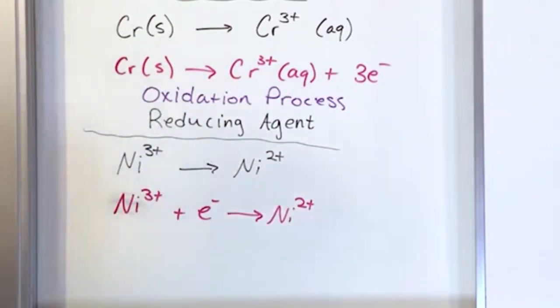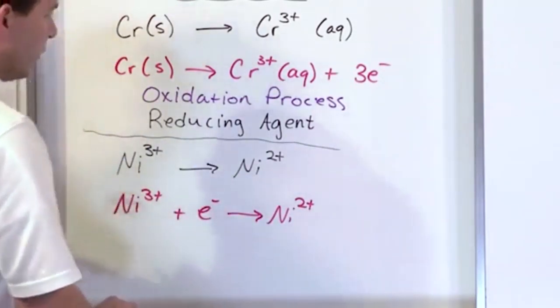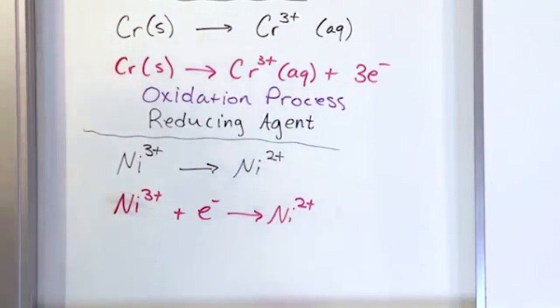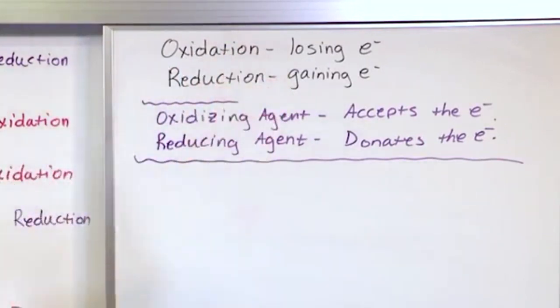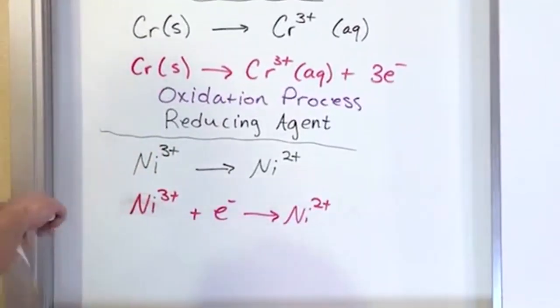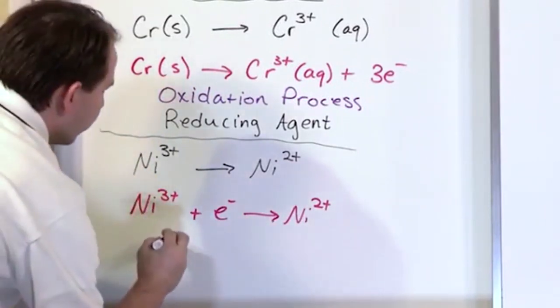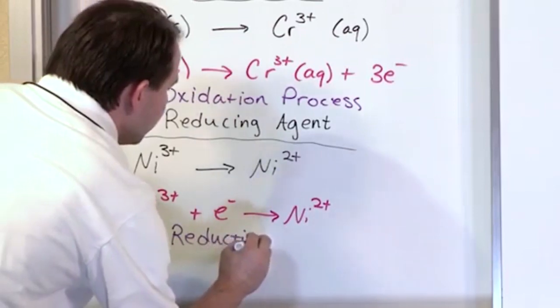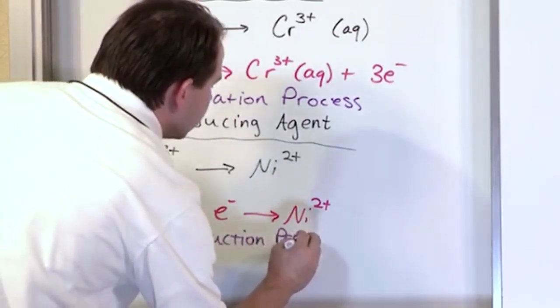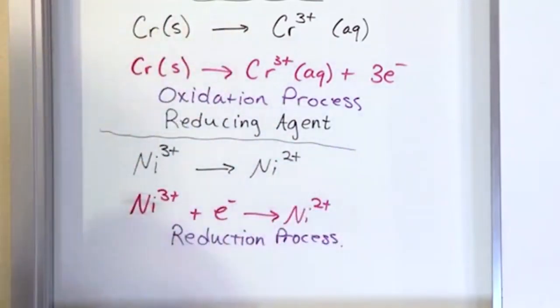So the question is, is this an oxidation process or is this a reduction process? Well, if you look at our definitions, oxidation is when we lose electrons, reduction is when you gain electrons. So here I have this nickel ion, it's gaining an electron, so clearly this is called a reduction process. All right, this is a reduction process.